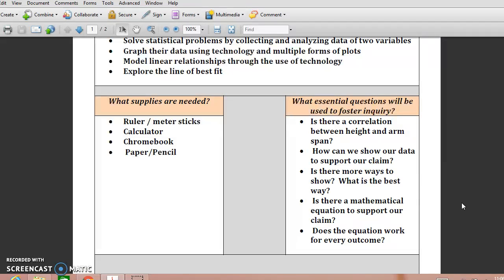How can we show our data to support our claim? Are there more ways that we can show our data? What is the best way to show our data? Is there a mathematical equation that could support our claim? And does the equation work for every outcome?